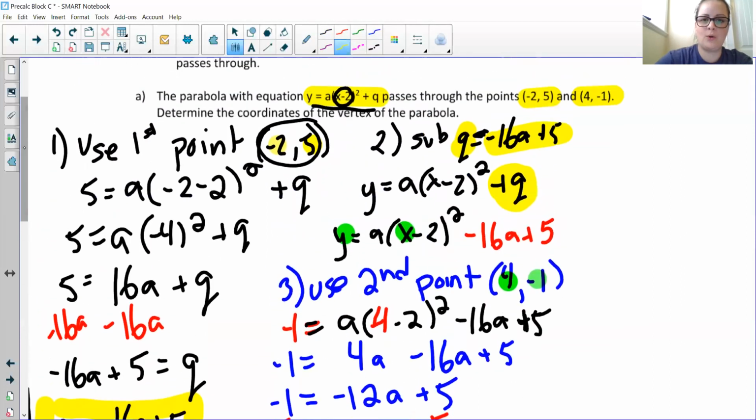I already know what my p equals because it was given to me. The last thing I have to do is figure out, well, what's q?